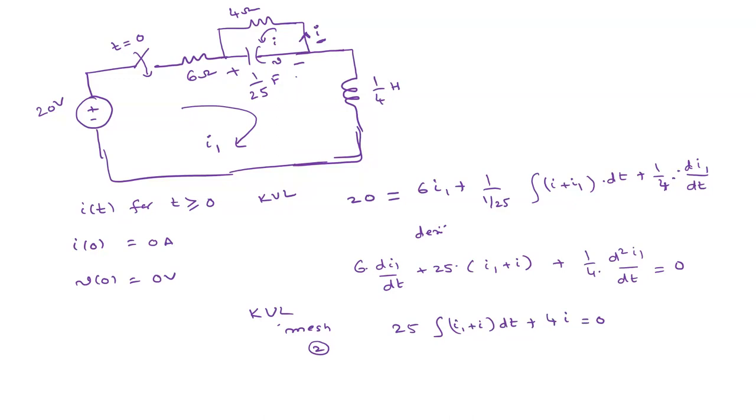Is this correct? Yes, sir. So now tell me, what is the next step? Take the derivative of this one. What will you get? 25 into (I1 plus I) plus 4 di by dt is equal to 0.